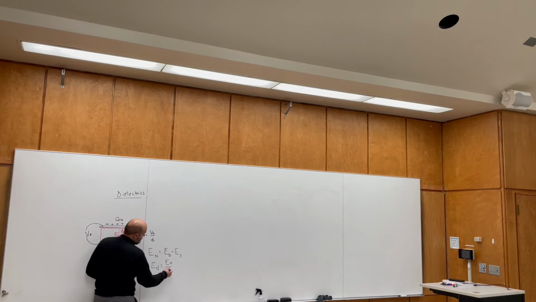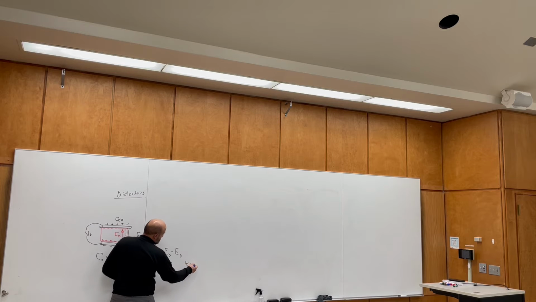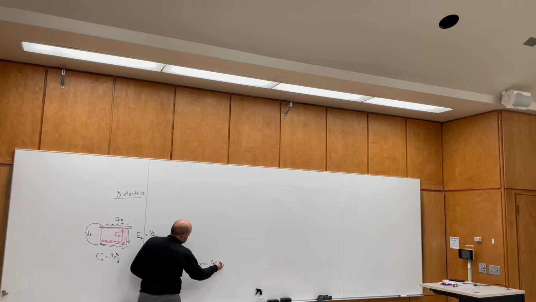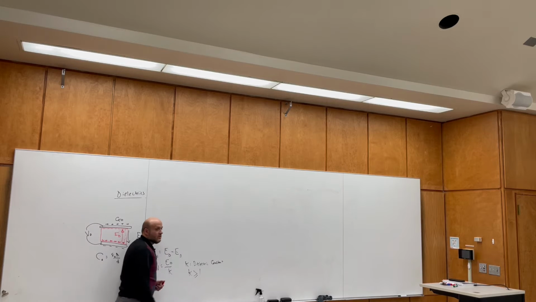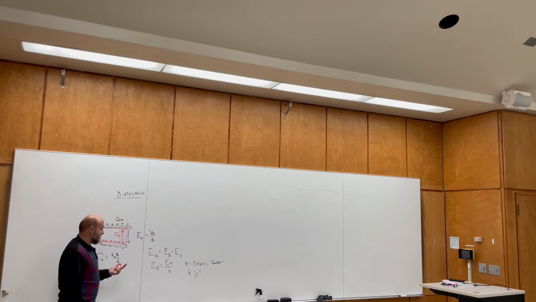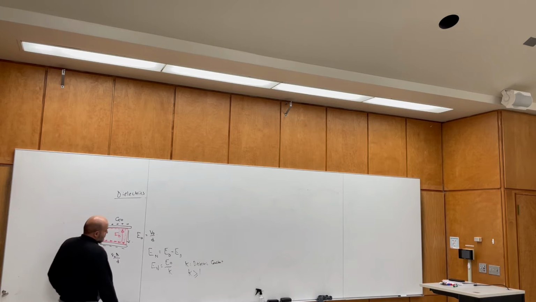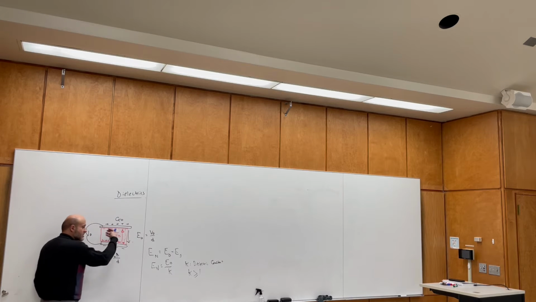We can write this as E0 over K, where K is now called the dielectric constant. And this K is always larger than or equal to 1. It is 1 for air, and for any other insulator it is going to be more than 1. So the electric field is going to decrease. When you insert a dielectric, the electric field will decrease.